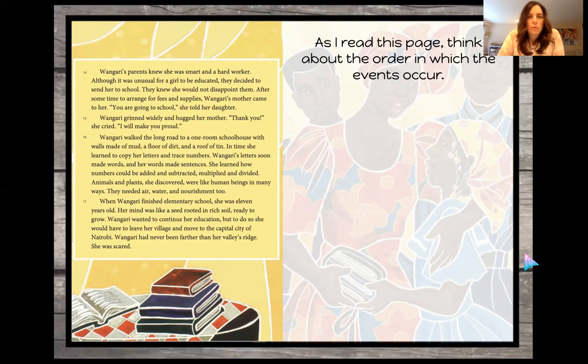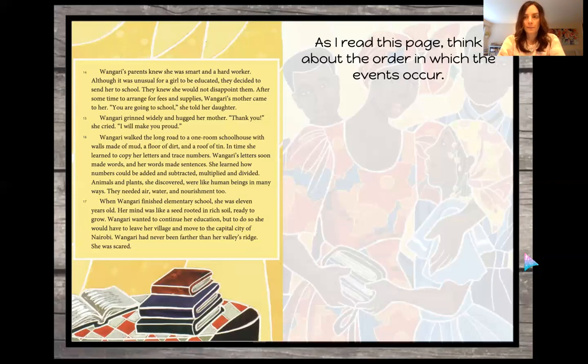Wangari walked the long road to a one-room schoolhouse with walls made of mud, a floor of dirt, and a roof of tin. In time, she learned to copy her letters and trace numbers. Wangari's letters soon made words, and her words made sentences. She learned how numbers could be added and subtracted, multiplied, and divided. Animals and plants, she discovered, were like human beings in many ways. They needed air, water, and nourishment too. When Wangari finished elementary school, she was 11 years old. Her mind was like a seed rooted in rich soil, ready to grow. Wangari wanted to continue her education, but to do so, she would have to leave her village and move to the capital city of Nairobi. Wangari had never been farther than her valley's ridge.